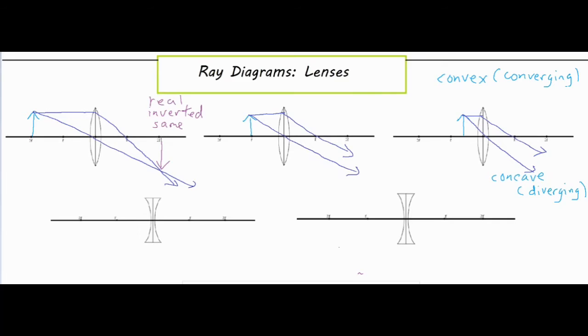In our second case, it's a very unique case where the object is directly on the focal point. So if we send our light ray through the middle, and then the other one straight and bend it through the focus, what happens is these light rays are parallel, so there are no images produced.